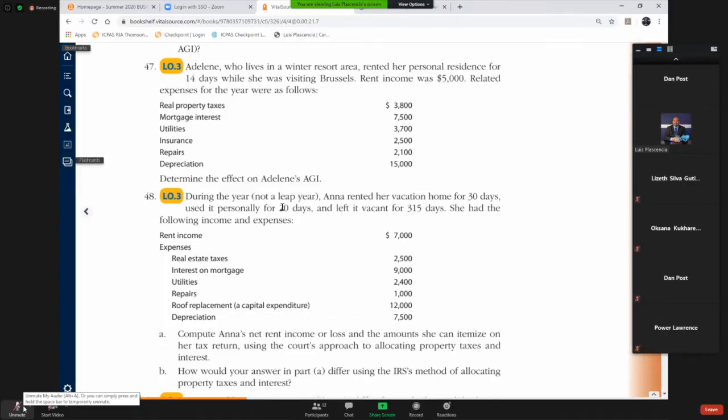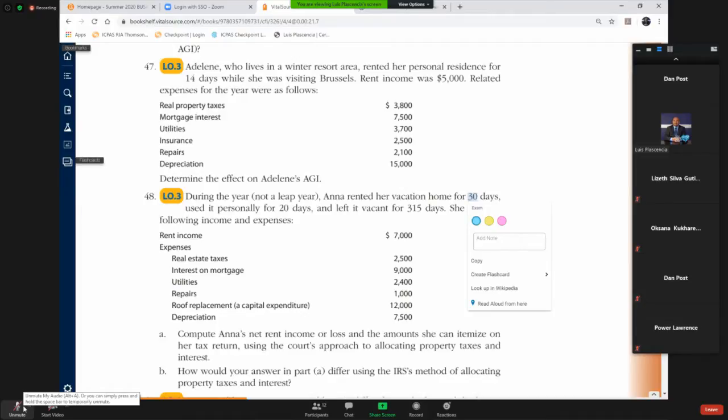Personal days is 20, right? That's more than 14. Okay, so that criteria is met. Is 20 more than 10% of your rental days? Rental days is 30, right? What's 10% of 30? 3. Is 20 more than 3?